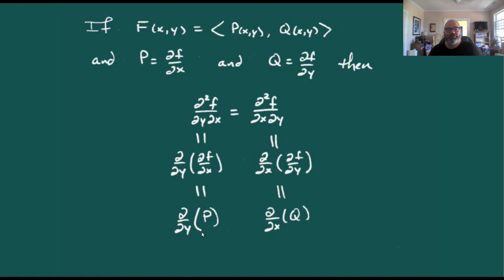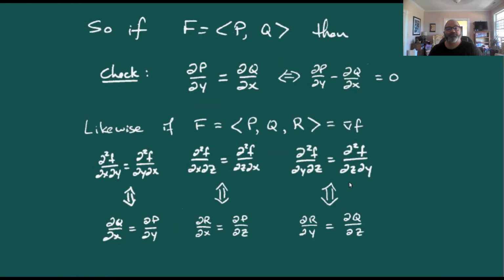And so the partial of p with respect to y is equal to the partial of q with respect to x. A property of these things is that if these are equal, it may mean that our vector field is conservative. That's one check that we can do. We can see if the partial of the first component with respect to y minus the partial of the second component with respect to x is equal to 0.